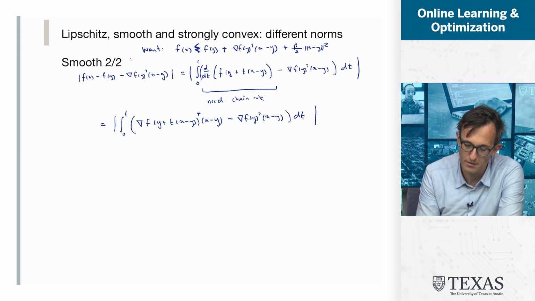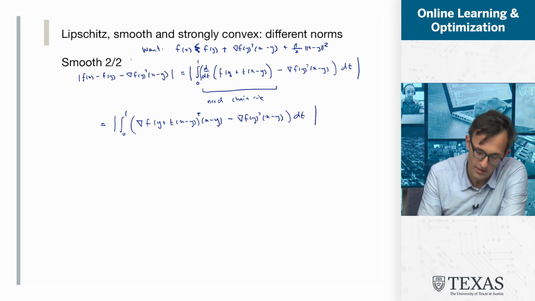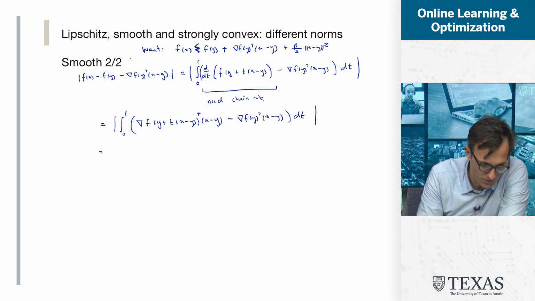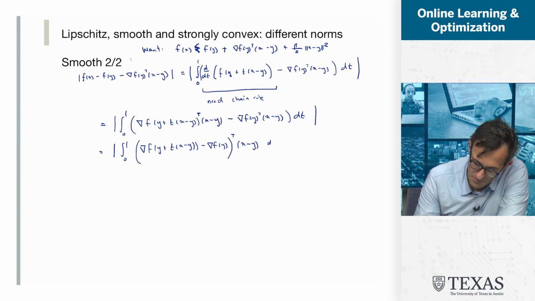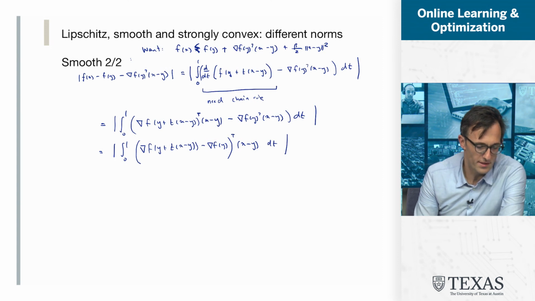Okay, now I'm going to group these together. So this is, again, equal to the integral from 0 to 1 of the gradient of f of y plus t times x minus y, minus the gradient of f of y, all of this transpose x minus y. So perhaps you can see where this is going.